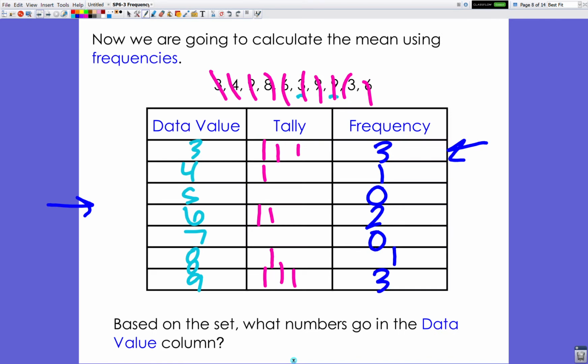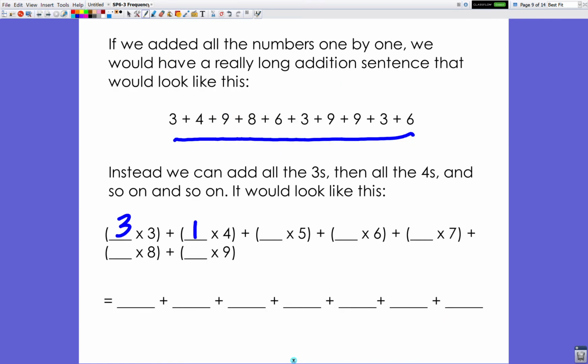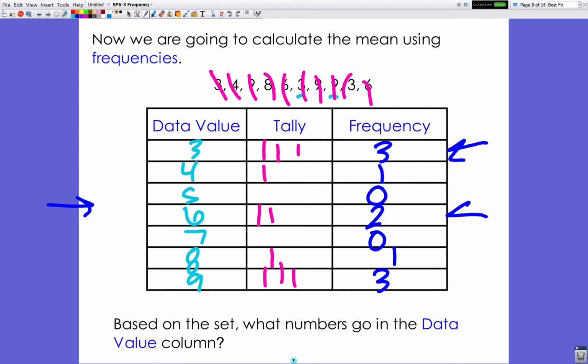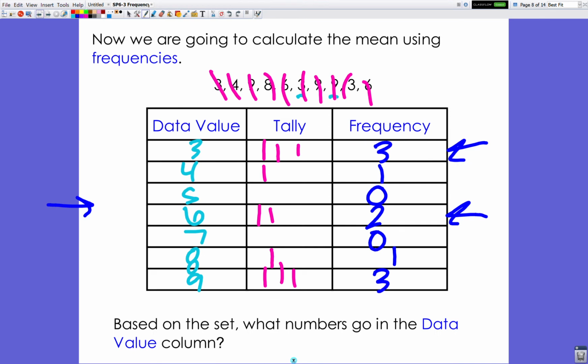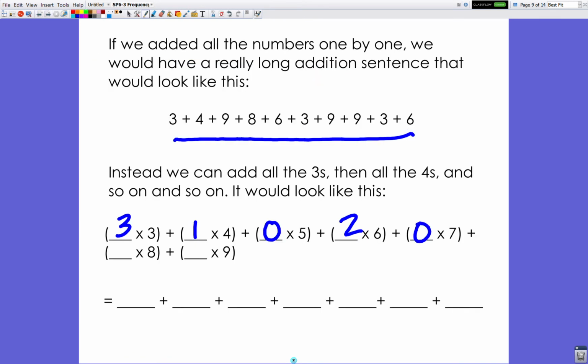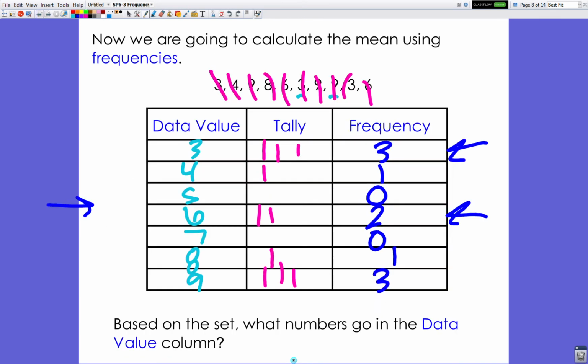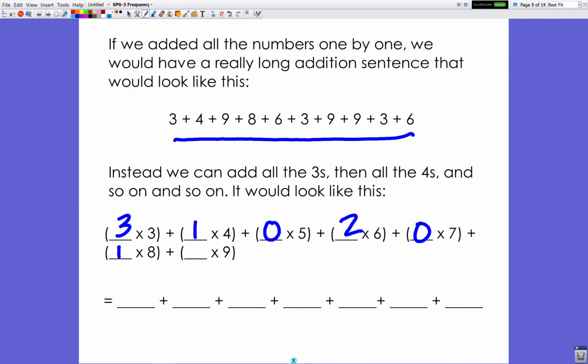Data value 4 had a frequency of 1, so we could do 4 times 1. 5 did not have a frequency, so it would just be 5 times 0. 6 has a frequency of 2, so 6 times 2. 7 had a frequency of 0, so 7 times 0. 8 has a frequency of 1, and 9 a frequency of 3, so 8 times 1 and 9 times 3. So instead of having 10 things I'm adding, I'm only going to be adding 1, 2, 3, 4, 5, if we don't include the ones that become 0.